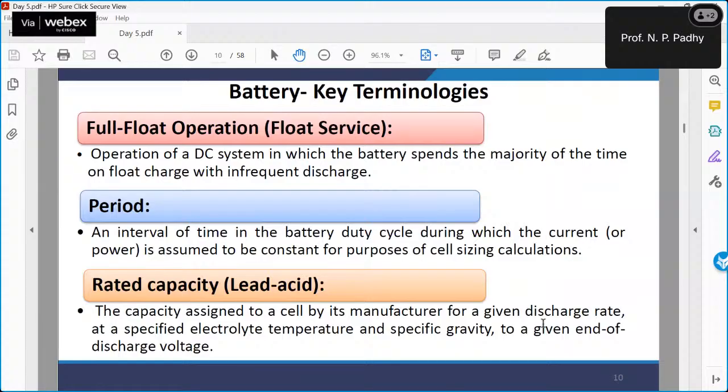Yes, period means an interval of time in the battery duty cycle during which the current is assumed to be constant for purposes of cell sizing calculations. We also talk about rated capacity. For example, in a lead acid cell, the capacity assigned to a cell by its manufacturer for a given discharge rate at a specified electrolyte temperature and specific gravity.